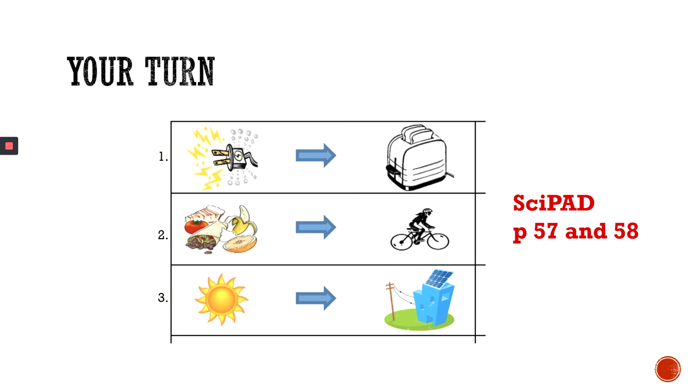Now, the last question, we have the sun, which you could say is solar energy or heat and light energy. Those energies get transformed into electrical energy as the electricity gets generated from the solar panel.